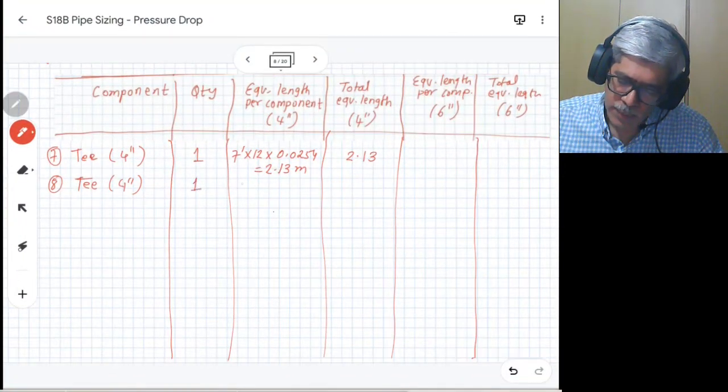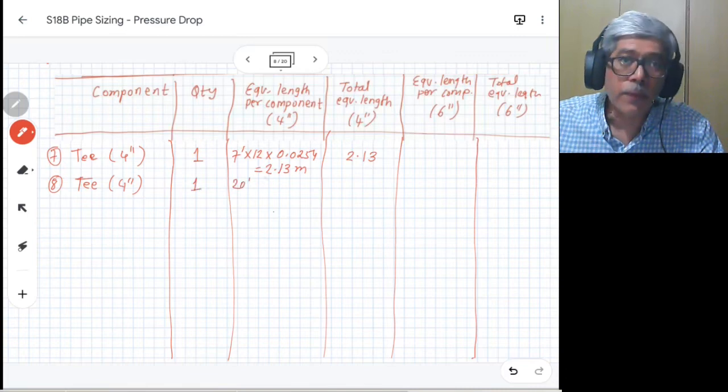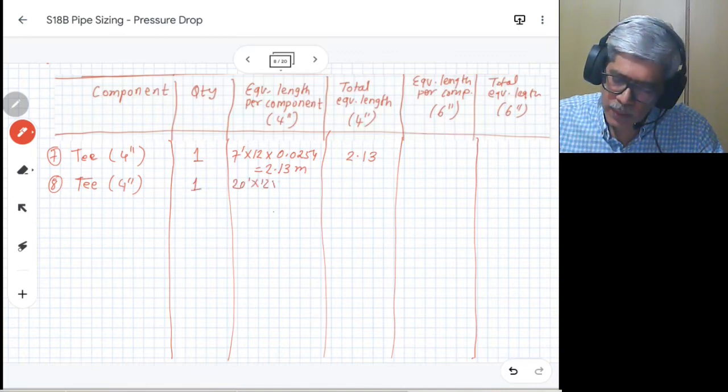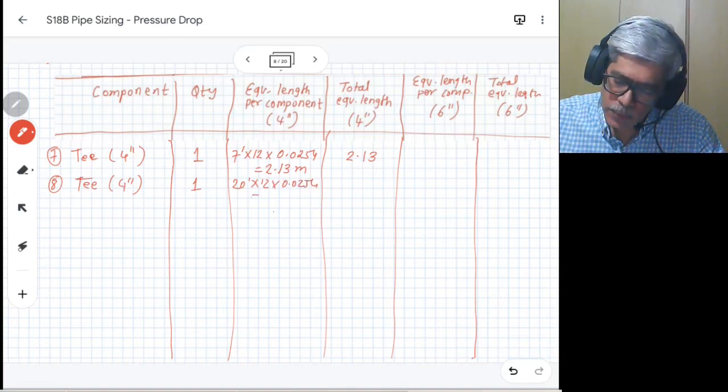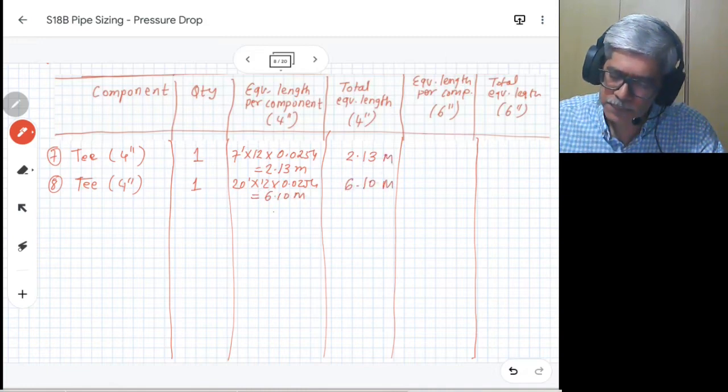So this is again one number, 20 feet into 10 into 12 into 0.0254. So that corresponds to 6.10 meters. So this is 6.10 meters.